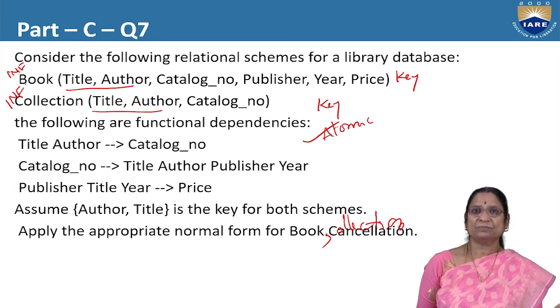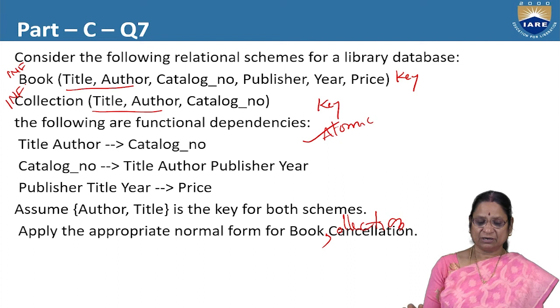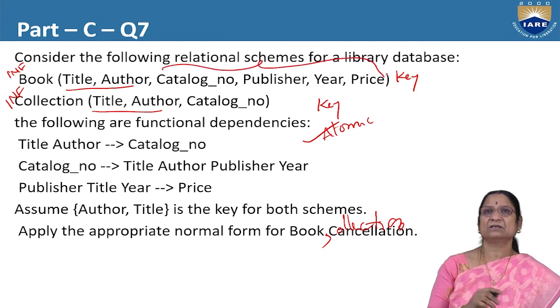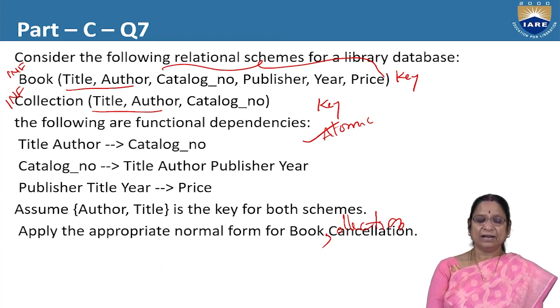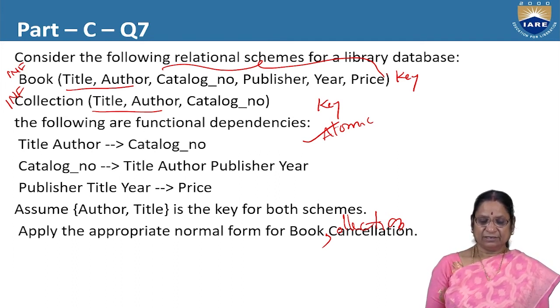What is second normal form? Second normal form means all non-key attributes must be fully functionally dependent on key attributes. All non-key attributes must be determined from both the title and author. So you observe title author determines catalog number, and catalog number determines the title, author, publisher, year here. And the third FD is that publisher, title, year determines the price.